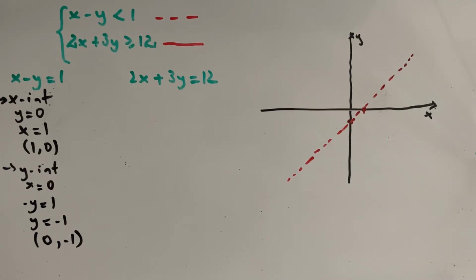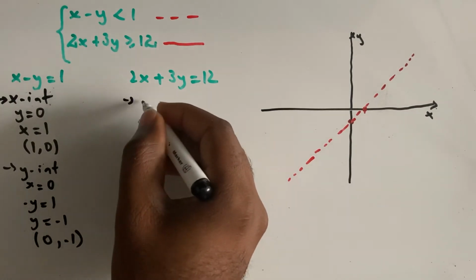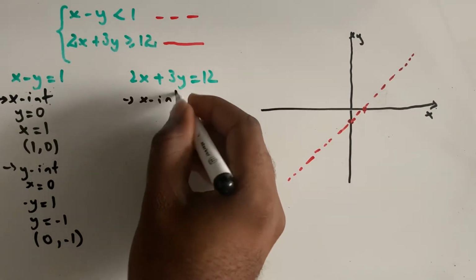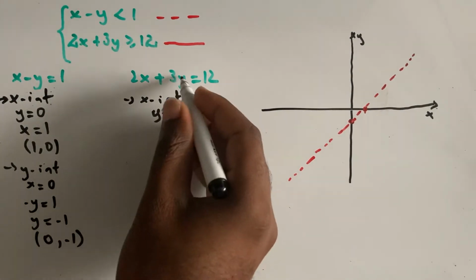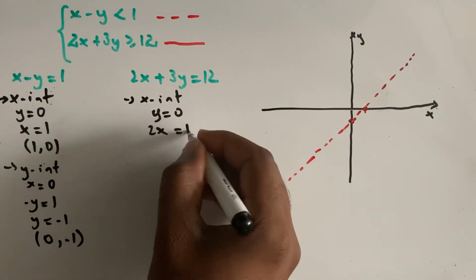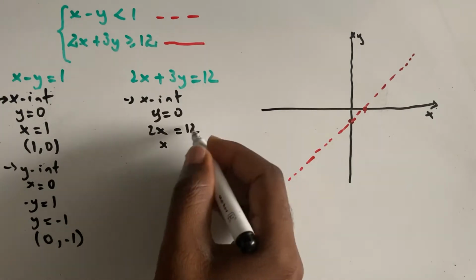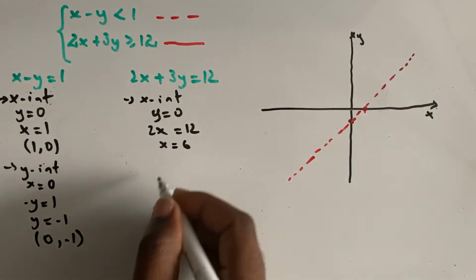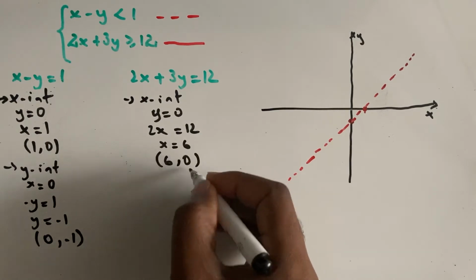Now let's check the other one. Again I'm going to do the x and y intercepts. For the x intercept, I'll let y be 0, so this term will be cancelled out. So it will be 2x equals 12. Dividing both sides by 2, x will be 6. So the ordered pair here will be 6, 0.